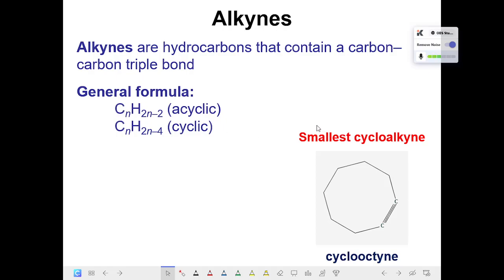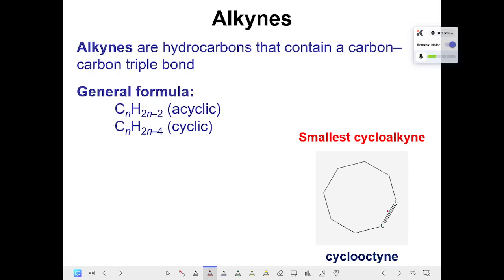Now, for the smallest cycloalkyne, the name is cyclooctyne. So, octyne siya, meaning 8. So, you have here 8 carbons, and then it is enclosed. So, we have also the presence of one triple bond.